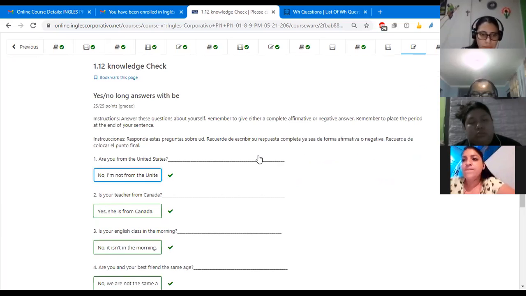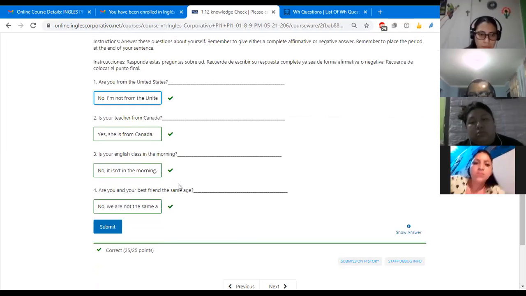Well, since I was missing everything else, it marked them incorrect. That's correct. It put wrong answer. Wrong answer, yes, that's correct. And it says at the end, remember to place the period at the end of your sentence. Okay, so those are the rules.